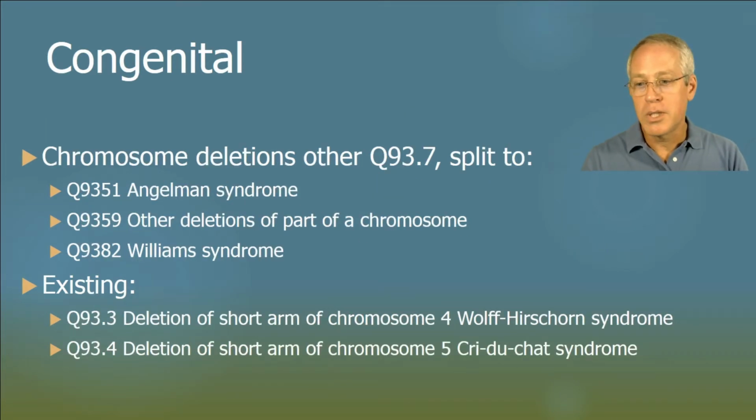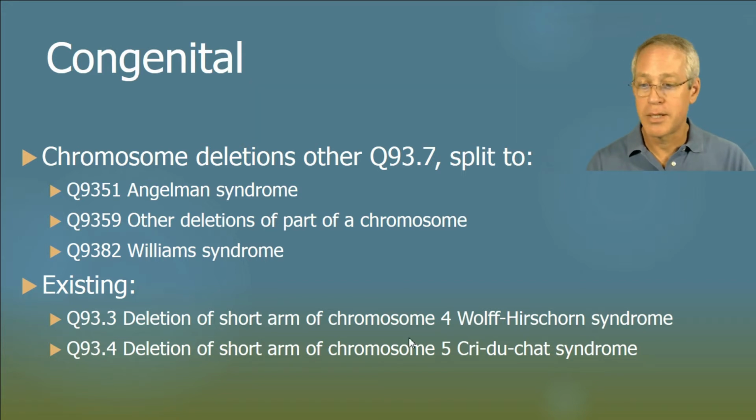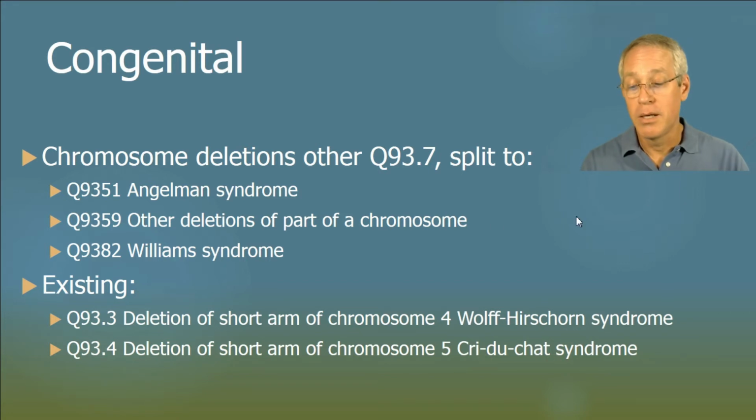Some chromosome deletions. Some of these codes already exist. We've just added Angelman syndrome and Williams syndrome. Those are often referred to by name, so not hard to grab those codes. Here are some examples of existing codes which are designated by both the chromosome and the eponym for the syndrome itself. So deletion of the short arm of chromosome 4, Wolff-Hirschhorn, or of chromosome 5, Cri-du-chat, which is French for cry of the cat. And these babies apparently have a cry that sounds like a cat meowing.